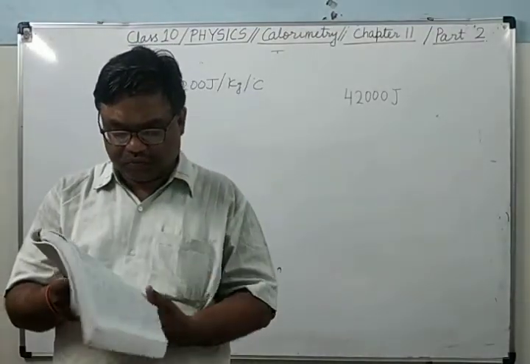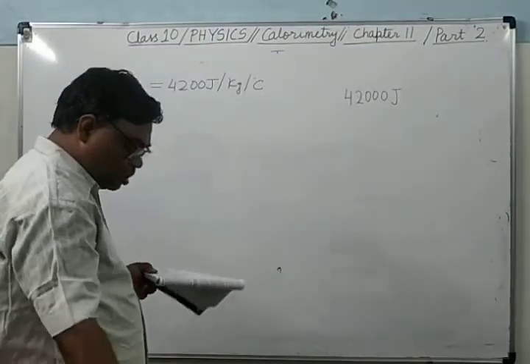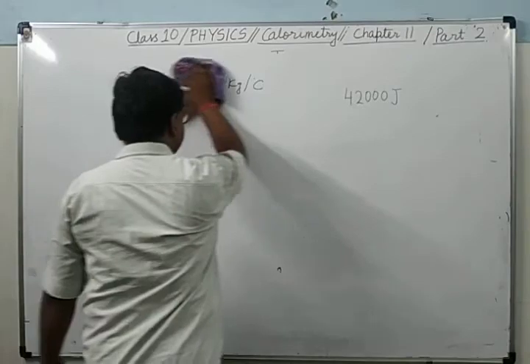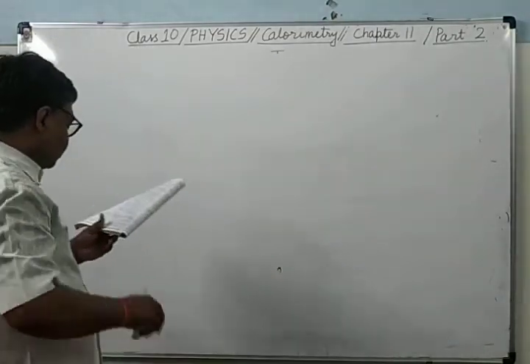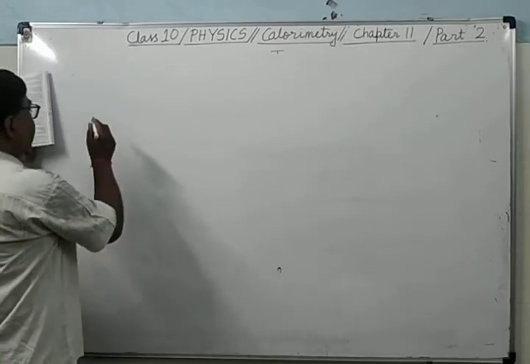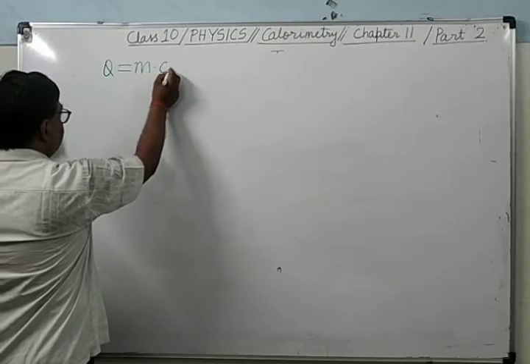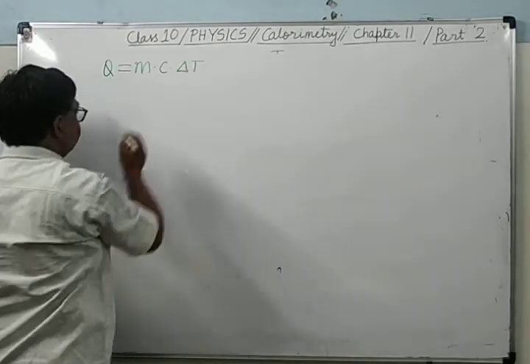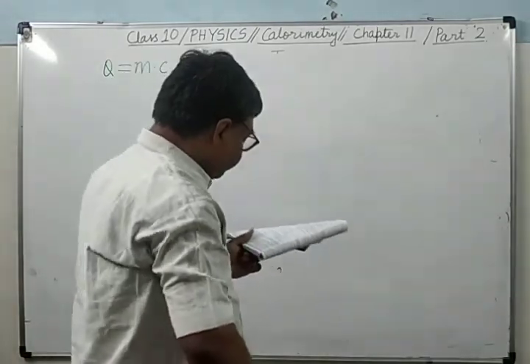So you can see, today we will do the simple numericals. Then in the next video we will do some other numericals also. Here, as you know, what is the formula? Q equals M into C into delta T. M is mass, C is SHC and delta T is the rise in temperature.